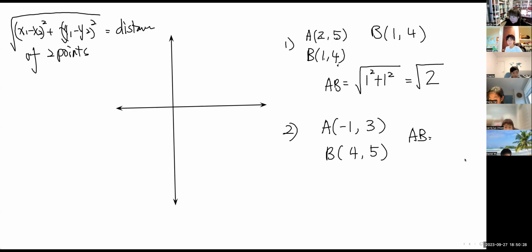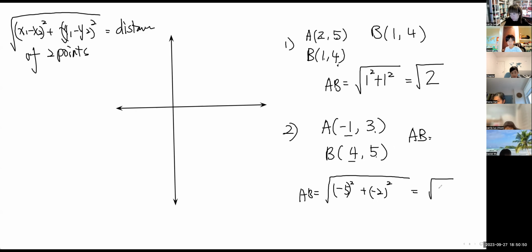You can just send it to me by chat if you finish. Yeah, so -1 minus 4 equals -5, right? So -5 squared plus 3 minus 5 equals -2 squared, correct? So AB equals the square root of these two, which equals square root 29. Get it? Okay.